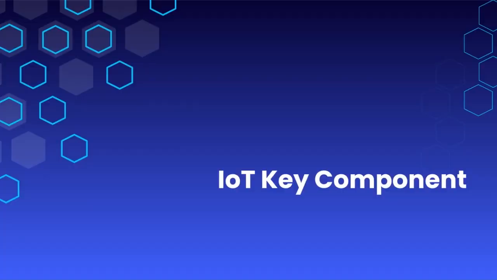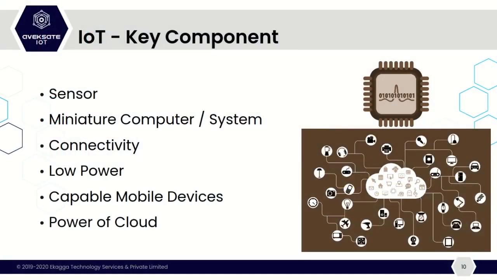Okay, let's move on. Now we'll talk about the key components. Of course, I'm not going to cover the IoT platform now. We'll cover it after the key components. So let's look at what the key components are. The very first key components or enablers are the sensors. The sensors are, let's say, embedded devices or embedded systems which basically sense a particular attribute. We'll discuss it. Then we have a miniature computer or system which can play the role of a gateway. We'll discuss that as well.